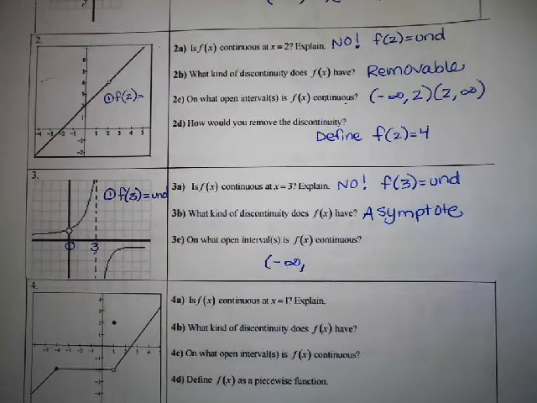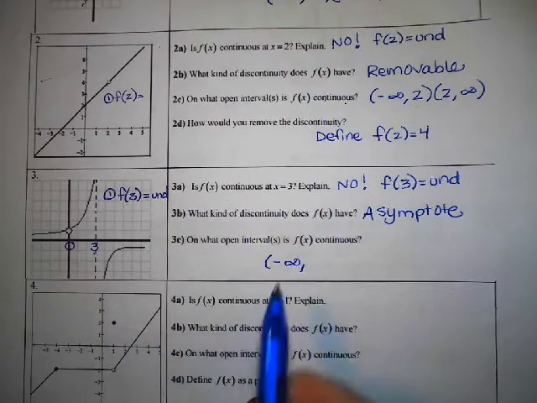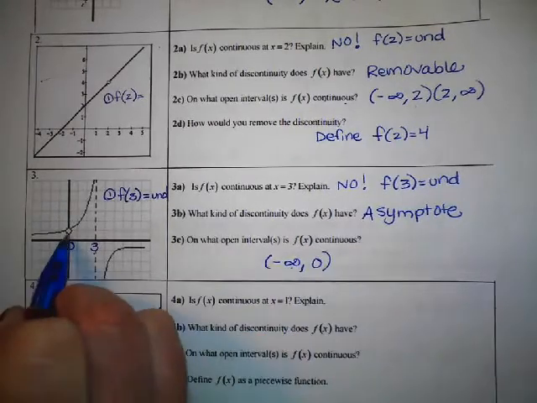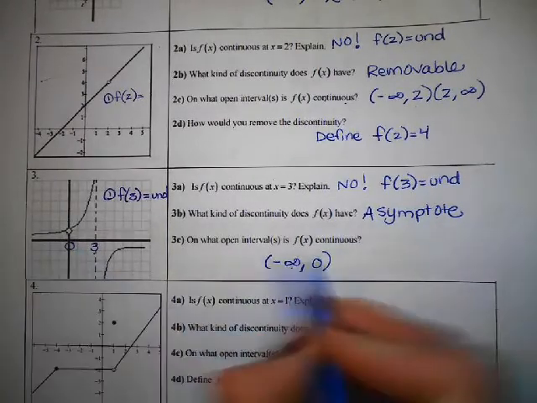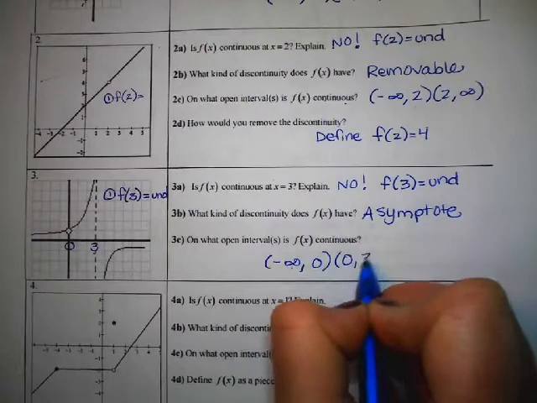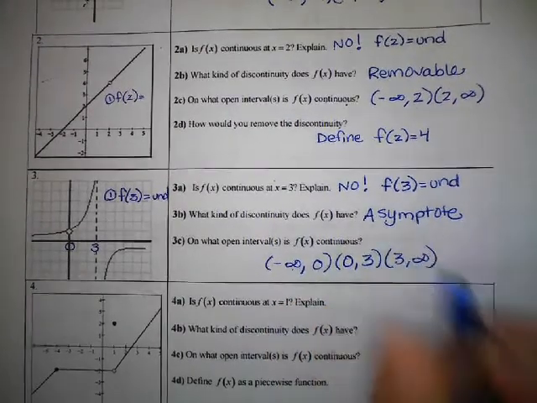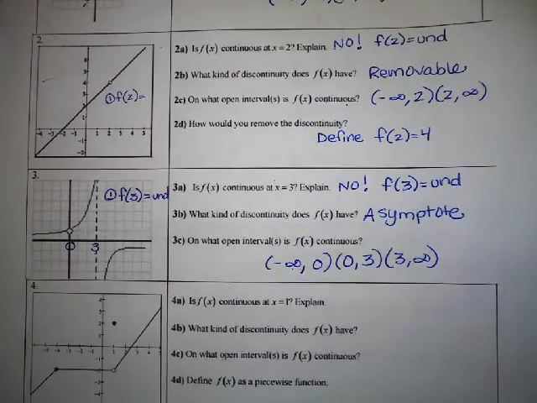Hopefully you noticed at x equals 0. So negative infinity to 0. There's a hole. That's removable, by the way. And then 0 to 3. And then 3 to infinity. So those are my 3 intervals.